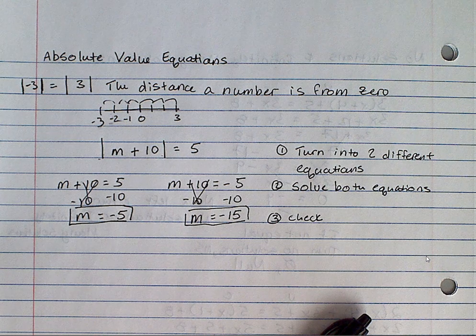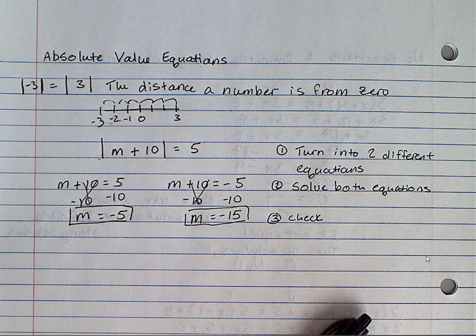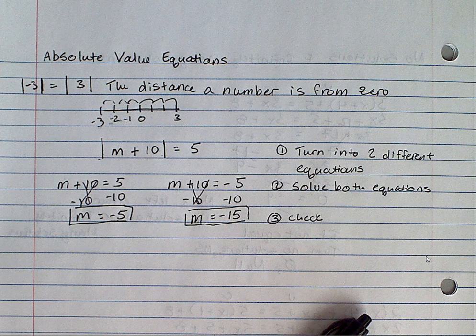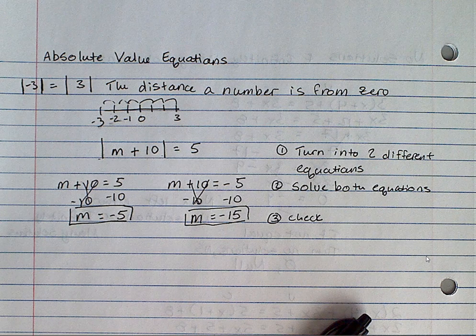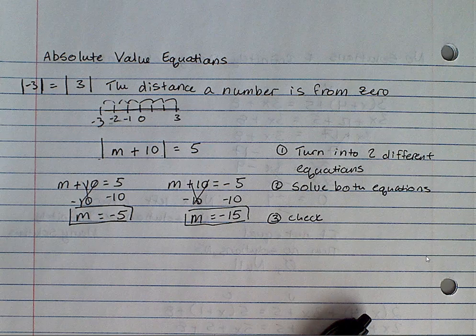Kind of, sort of. So this is why we had to have these two answers. We had to have one that was 5 and one that was negative 5, because the absolute value of this part in here had to be 5, and it had to be negative 5 for the absolute value to be equal to 5.